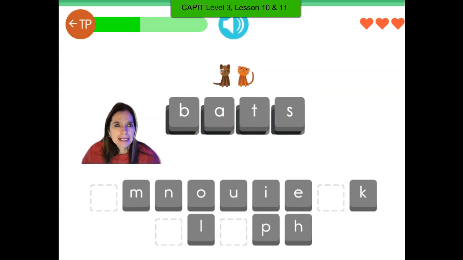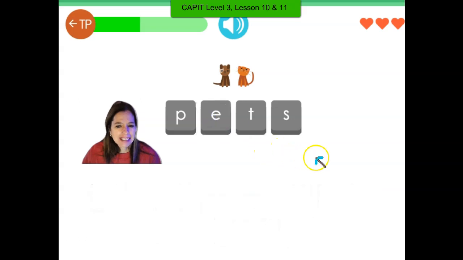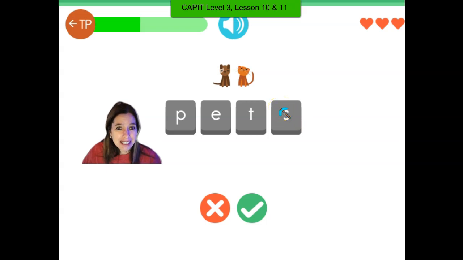Pets. I hear pets. What do you notice that I already have? Let me ask you again. If this is a suffix, then when I take it off, I'm left with a word. What word is left when I remove suffix s from this word? Pet. So if I just have a dog, I have one pet. If I have a dog and a cat, I have two pets.